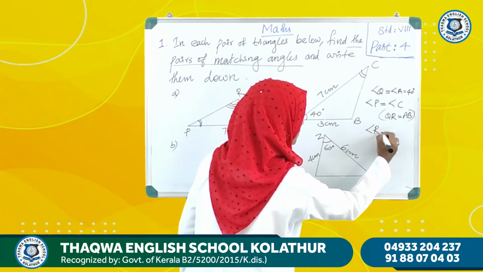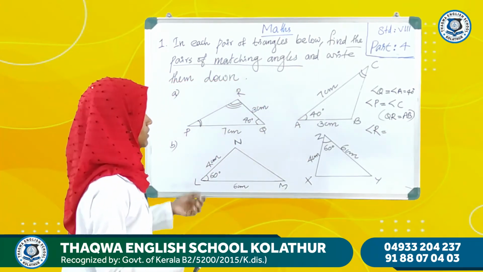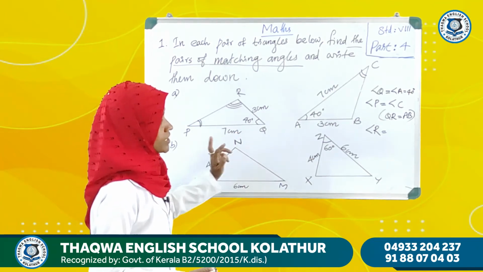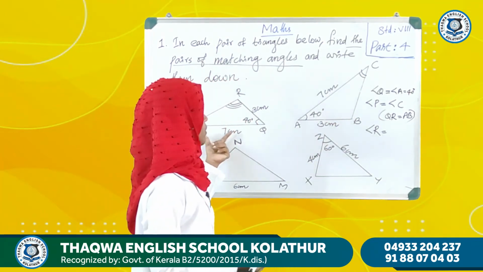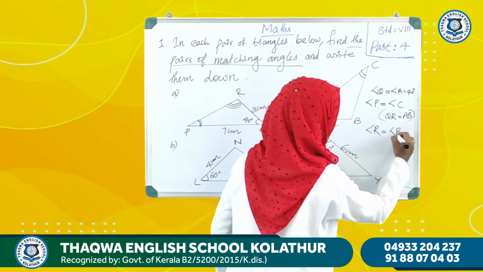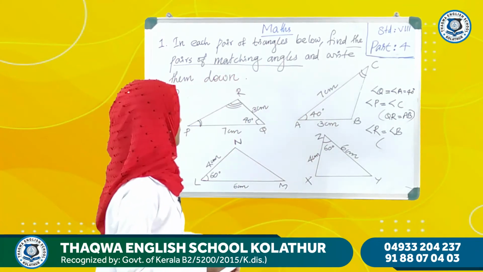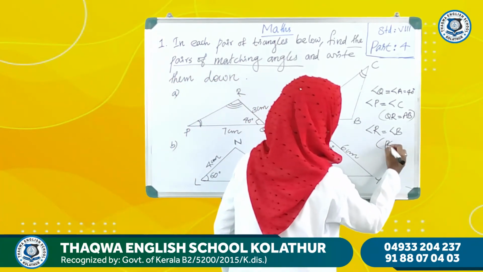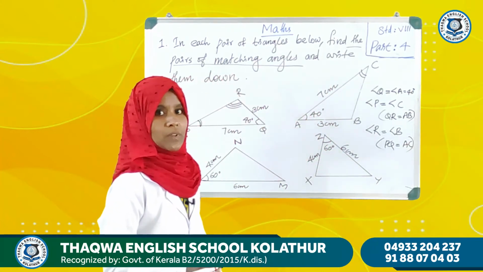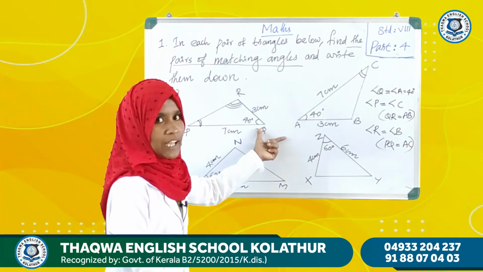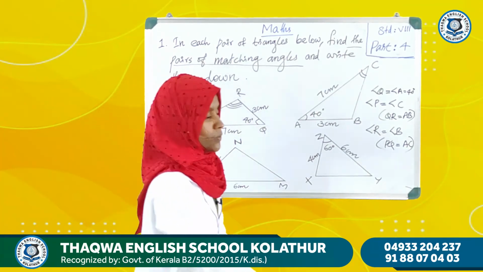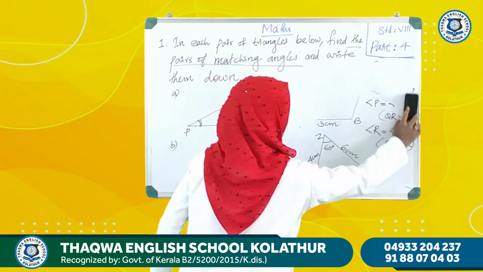The next, what about third angles? Angle R is opposite to the side PQ, that is 7 centimeters. Here PQ is the same as AC. So angle R is equal to angle B. Listen, PQ equals AC. Can you understand? Now let us go to our second question.